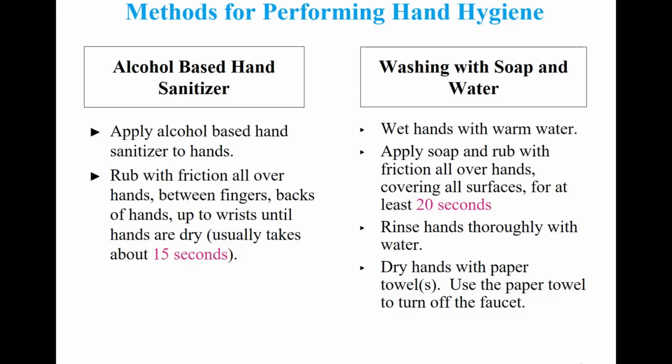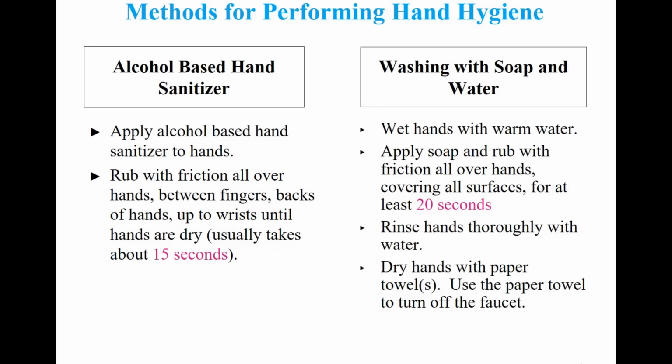When utilizing soap and water to clean your hands, make sure you use warm water. Apply soap and rub with friction all over your hands, covering all surfaces, for at least 20 seconds. Then, rinse your hands thoroughly with water. Dry your hands with a paper towel and use a paper towel to turn off the faucet.